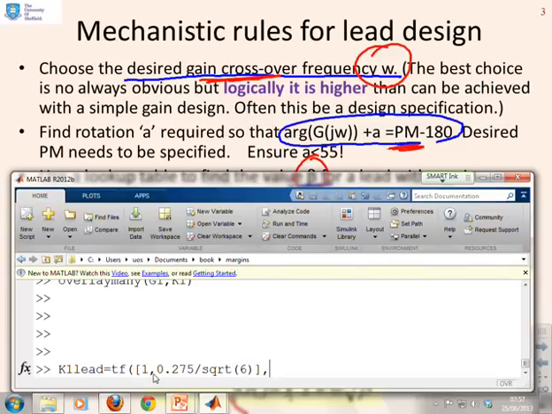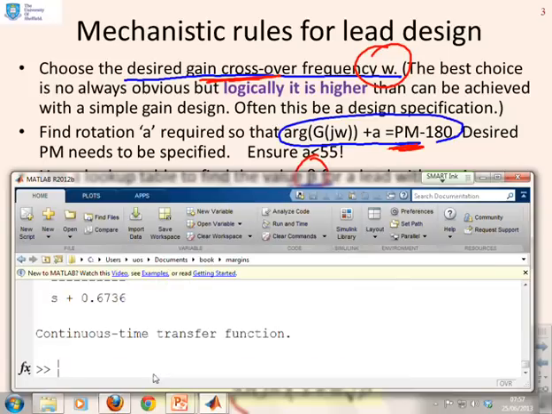So that was the numerator. And then the denominator was 1, comma, 0.275 times the square root of 6. So you see, I can put this formula directly into MATLAB without actually needing to do the calculation separately, so it's much neater. So that's the first part of the K-lead.